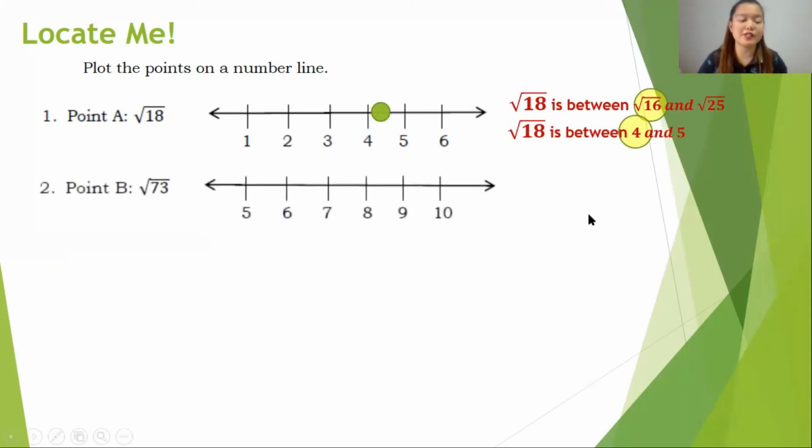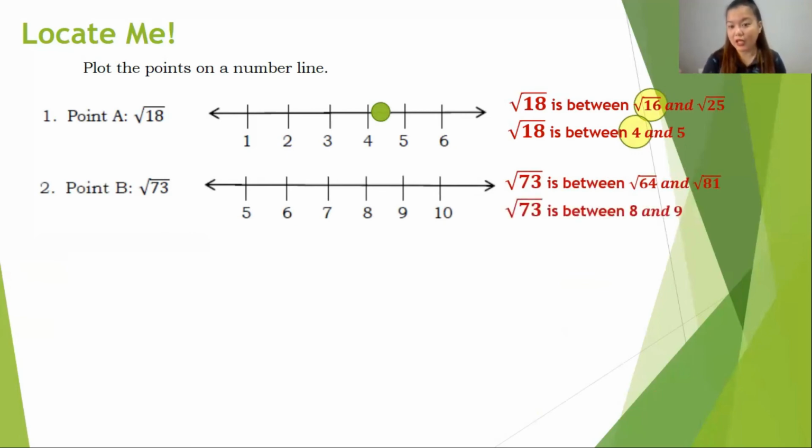So, let's have another example which is point B, the square root of 73. And we know that the square root of 73 is between the square root of 64 and the square root of 81, or between 8 and 9. And we know that 73 is closer to 81. And in our number line, it is closer to 9. So, yung plot niya ay dito. Medyo nasa gitna siya, pero mas malapit sa 9 ng konti.